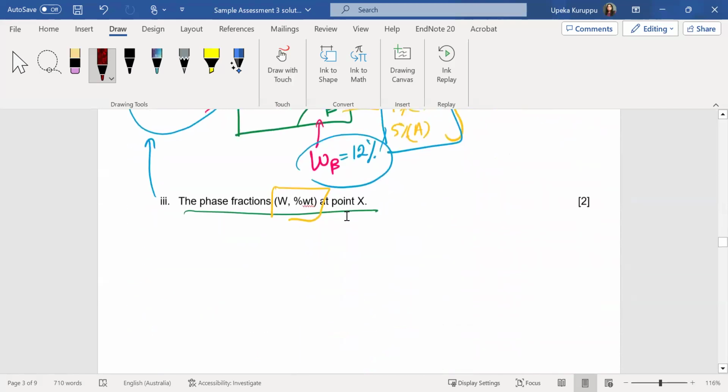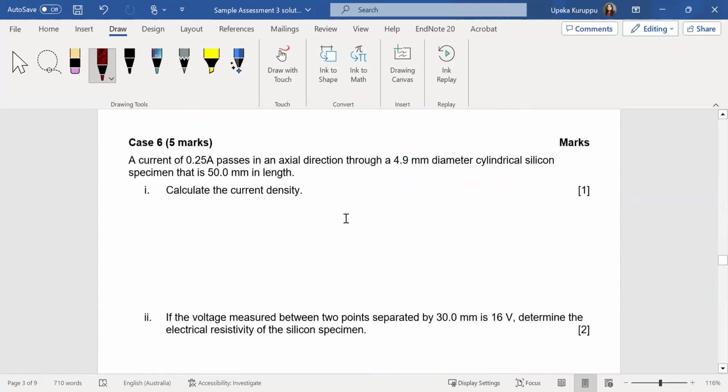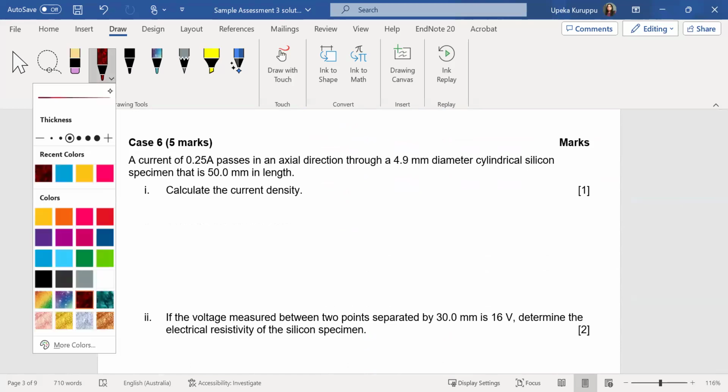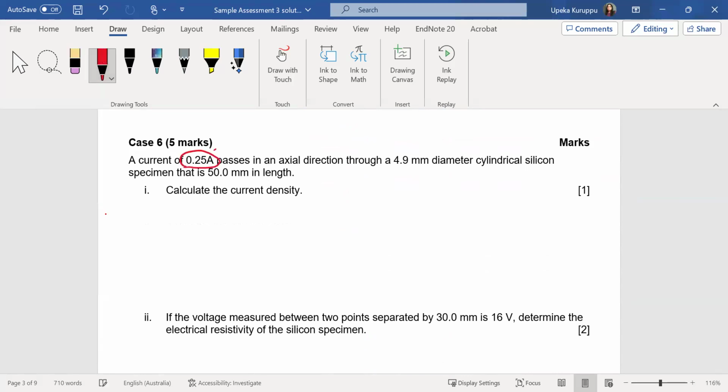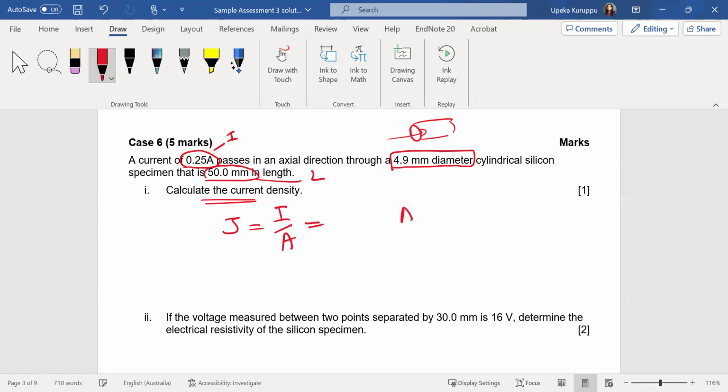So let's move on. The next question is on electrical properties, isn't it? We know the current. It's in an axial direction through a diameter. So you have a cylinder like this, and current is flowing like this, and the length is given to you. Current density, J. How do we find the current density? You have an equation in the equation sheet. Current divided by the area, so amps per meter squared.